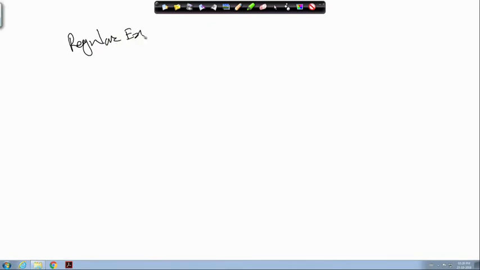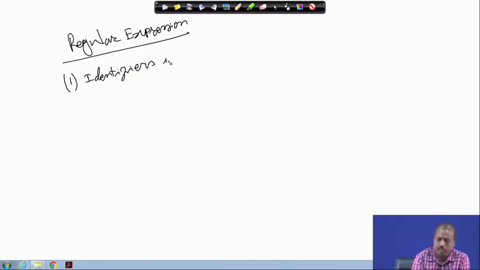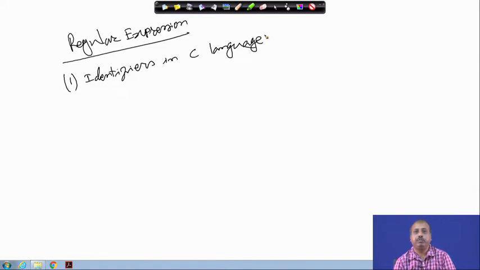The first one that we will try to write is for identifiers in C language. This is very common. Almost all programming languages have some identifier. So, if you are designing a compiler for some programming language, this is the first step that you have to solve. You have to write down a regular expression for identifier.